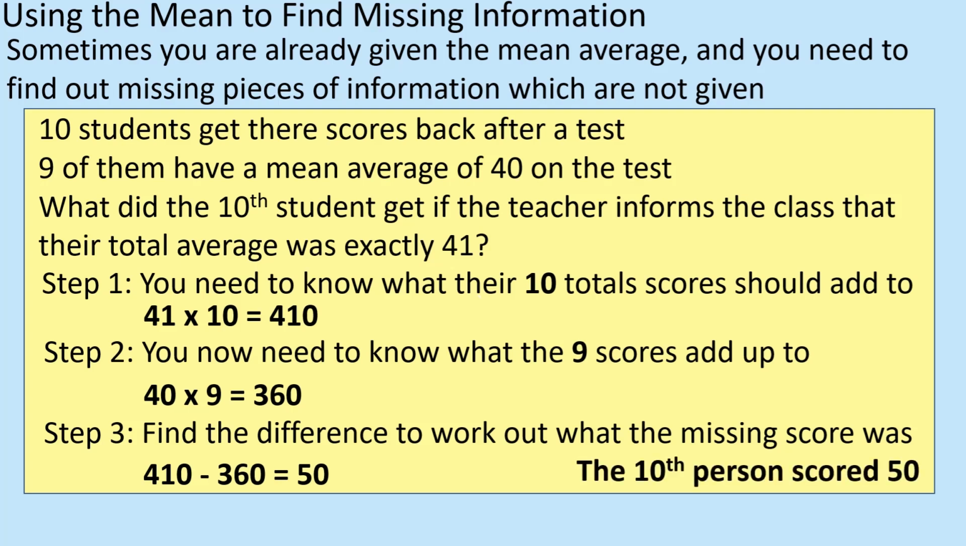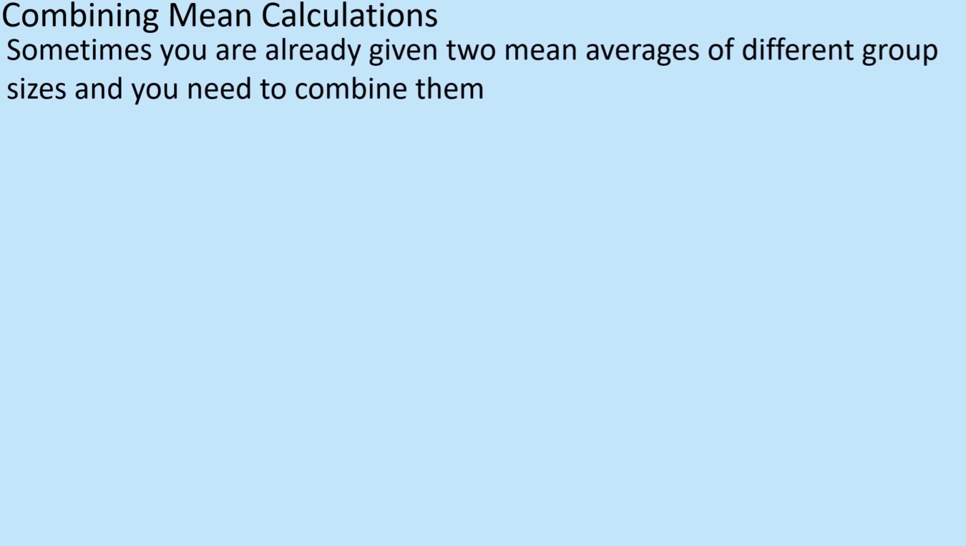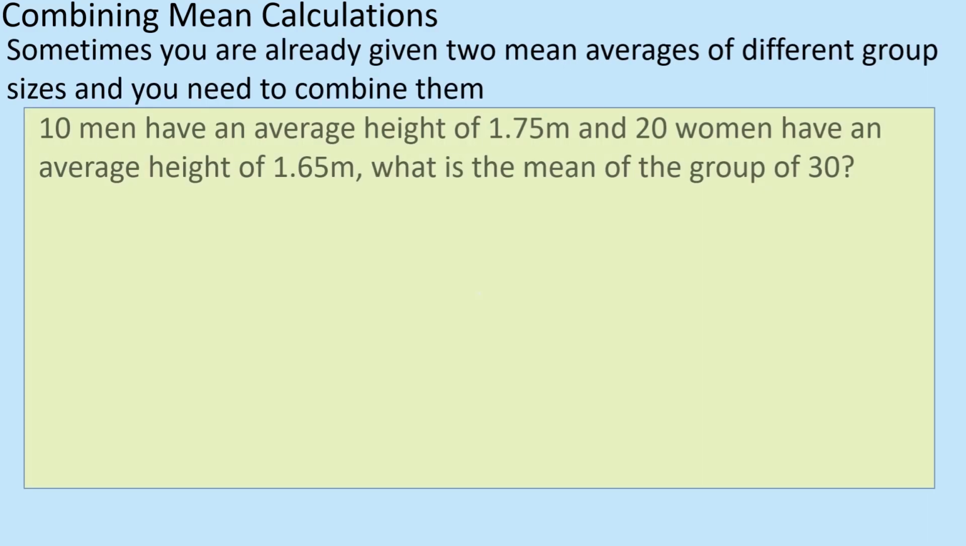The other thing we want to look at is the idea of combining mean calculations. It might be you've got a mean of one set of data and I've got a mean of another set of data, and therefore we're going to try to combine those two. So 10 men have an average height of 1.75 and 20 women have an average of 1.65. What is the mean of the whole group?